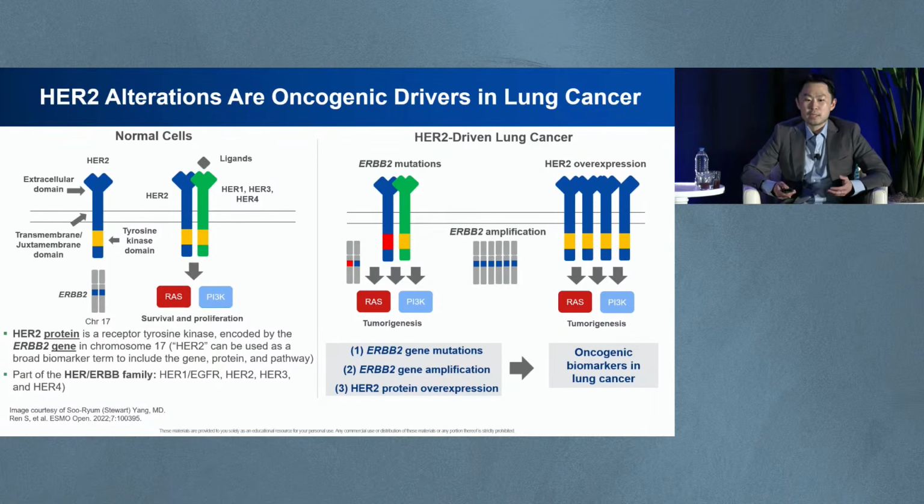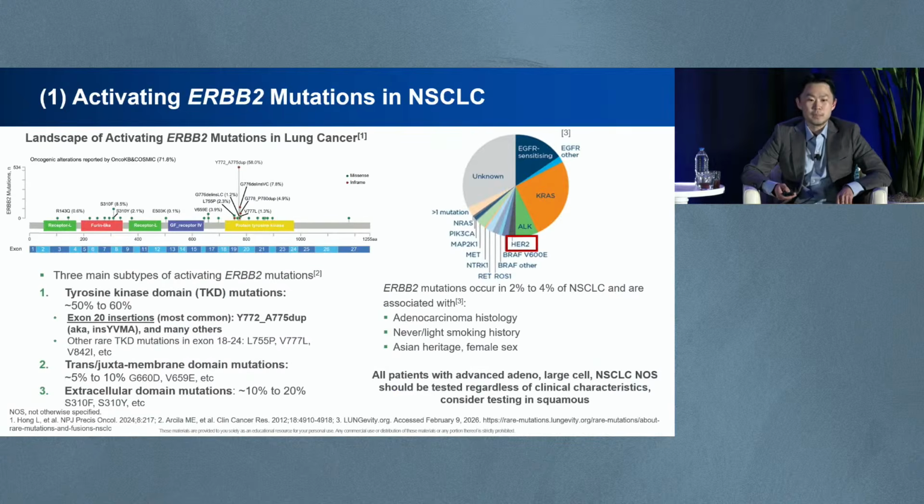Based on these mechanisms, ERBB2 gene mutations, ERBB2 gene amplification, and HER2 overexpression are important oncogenic biomarkers in lung cancer, and we'll discuss each of them in great detail. Starting off with activating ERBB2 mutations in lung cancer, again, these are mutations that turn on the HER2 protein. And there are three main types.